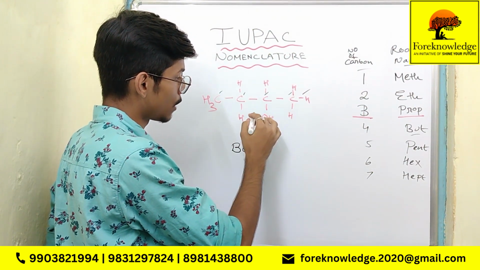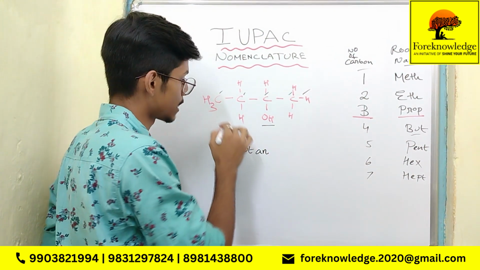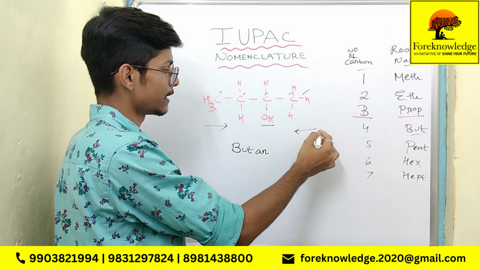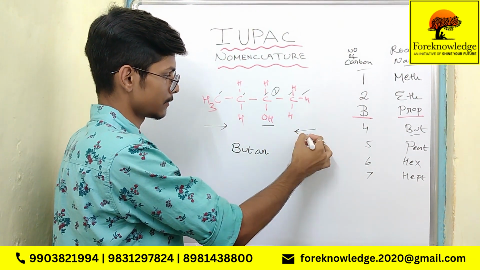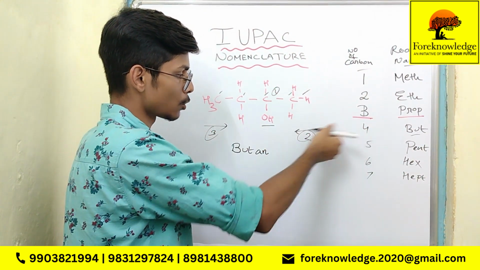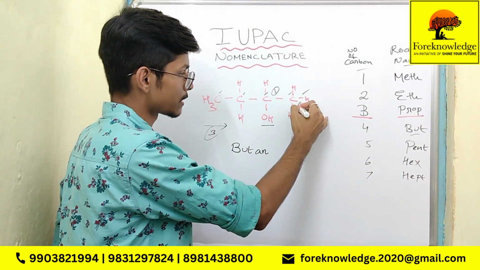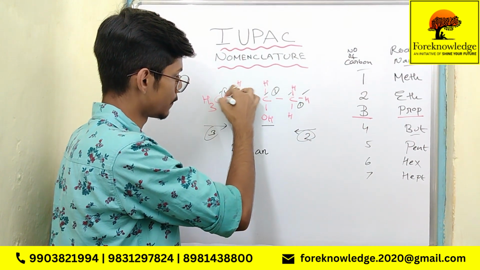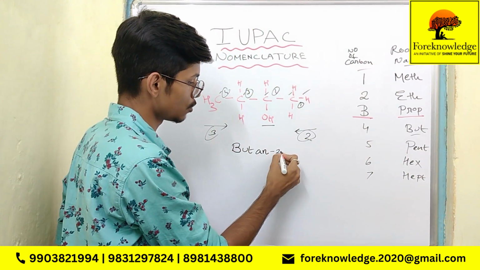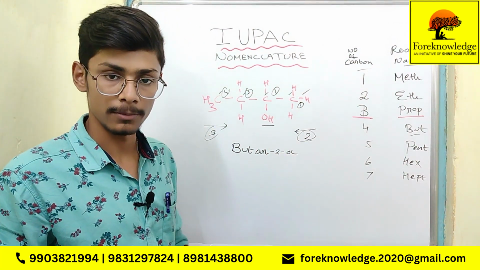So we have to count at which position OH is present. Now the question is, from which side will we start counting, from this side or from this side? Now you can see OH is at the second position from this side, and at the third position from that side. So as it is closer from this side, we will consider this side while numbering the carbons. Okay. So we will give the carbons 1, 2, 3, 4. As OH is present at the second position, we will write 2-ol. So the name of this compound will be butane-2-ol. I hope you have understood.